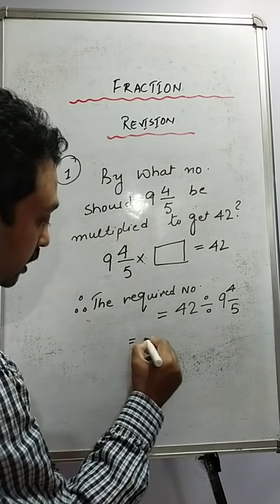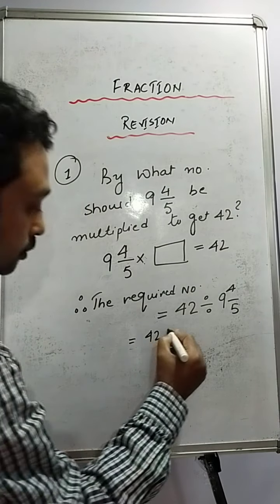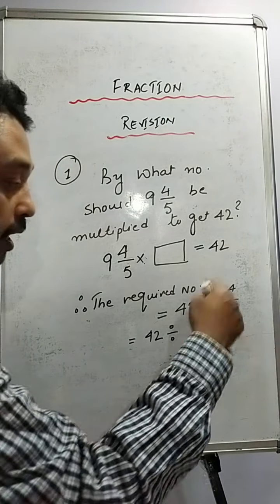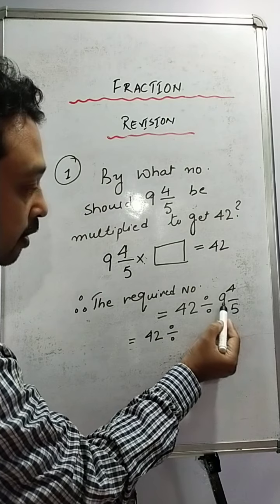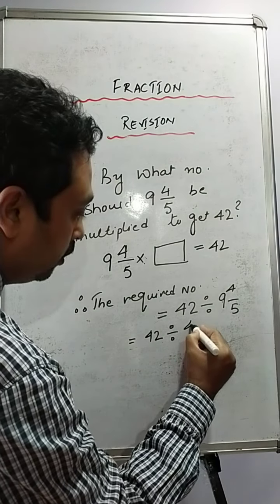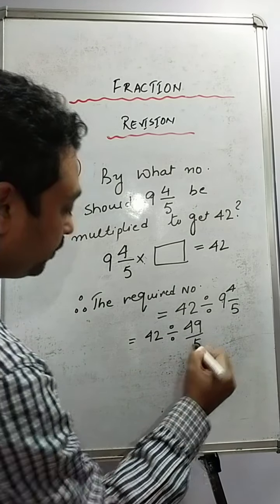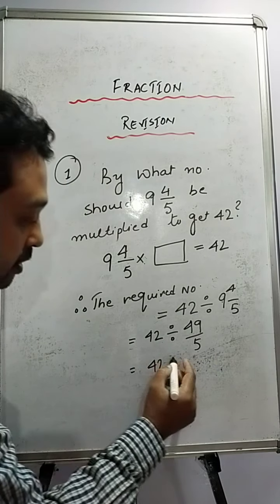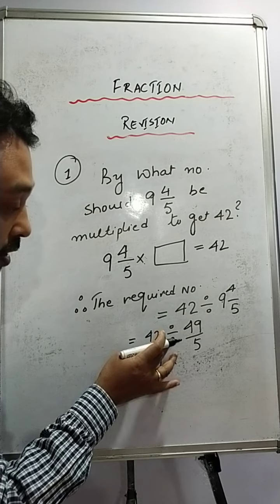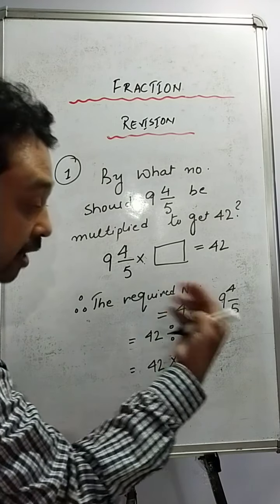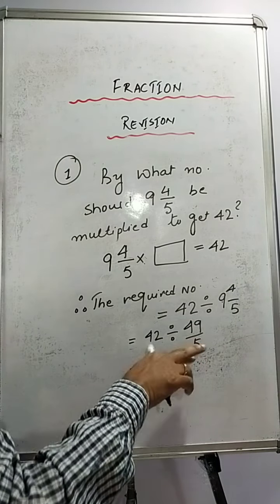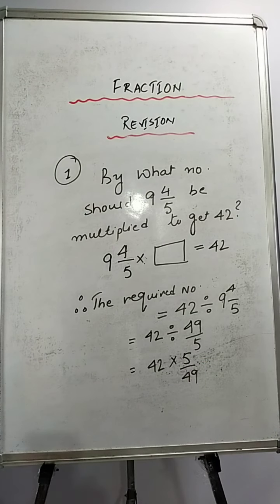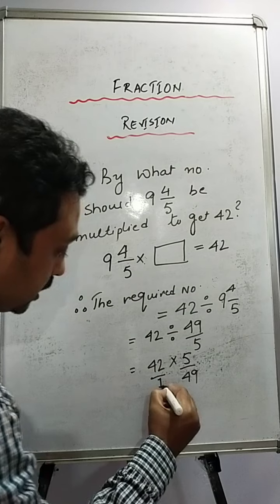So what is the next step? We'll write 42, we'll write the division sign also, and we'll convert this mixed fraction into an improper fraction first, that is 45 plus 4, 49 upon 5. So 42, now we'll change the division sign to a multiplication sign. When we change it, the right hand side fraction always gets reciprocal, so it will look like 5 upon 49. Now this 42 is carrying 1 as a denominator.